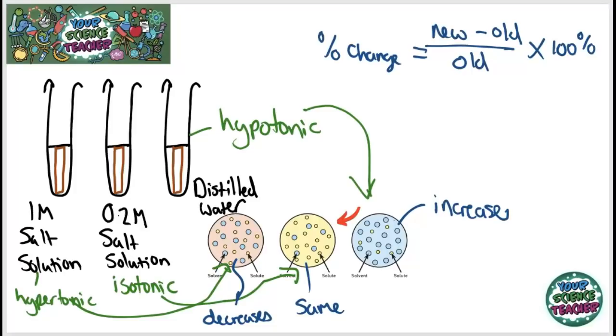Whereas in the hypertonic solution, the concentration of water inside the potato chip, or any vegetable it could be, is greater, so it's going to move outside of the cells into the solution, and therefore its mass will decrease.